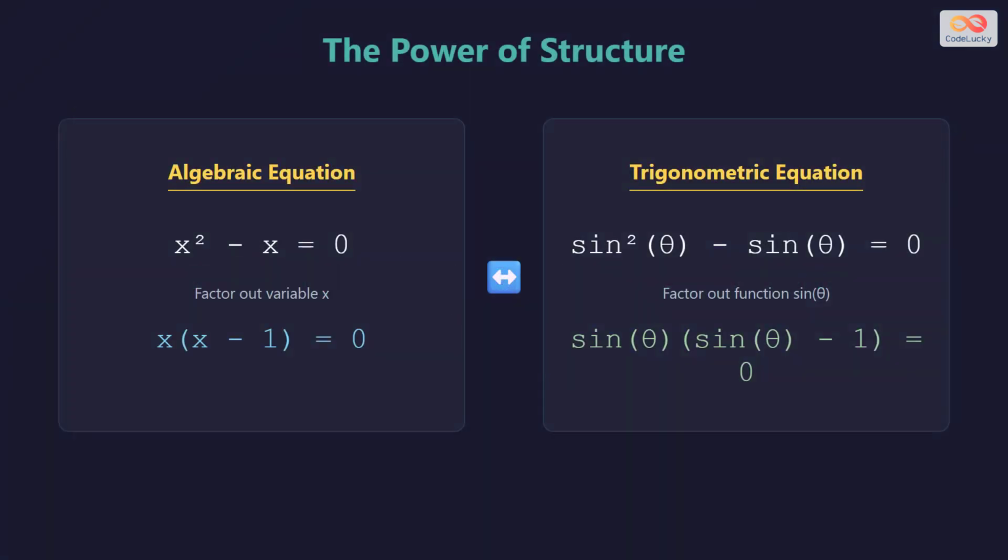Before we dive in, it is crucial to see the structural similarity between algebra and trigonometry. Look at the equation x squared minus x equals 0. We solve this by factoring out the x. Similarly, with sine squared theta minus sine theta equals 0, the structure is identical. Instead of the variable x, we have the function sine theta. We can factor out sine theta just like we factored out x. Recognizing this parallel makes solving these equations much less intimidating.